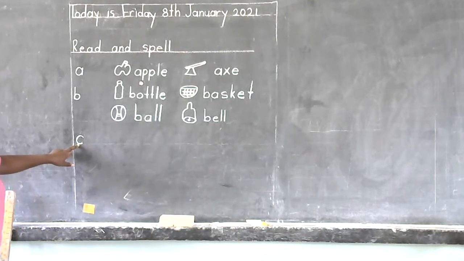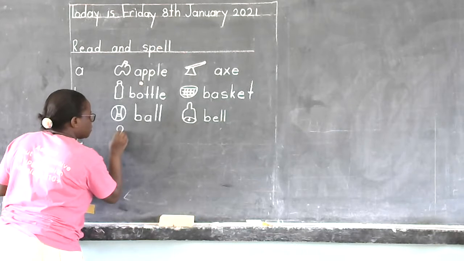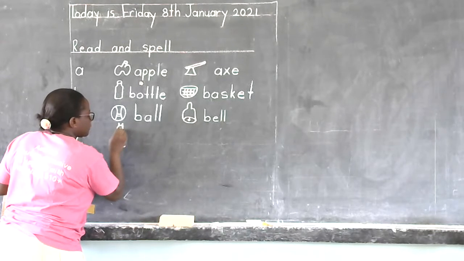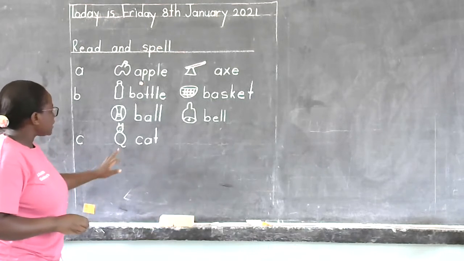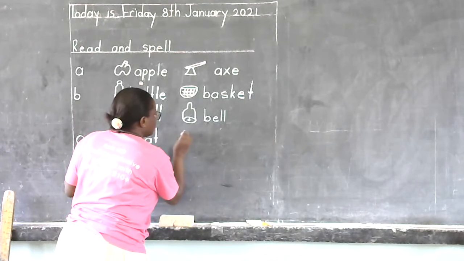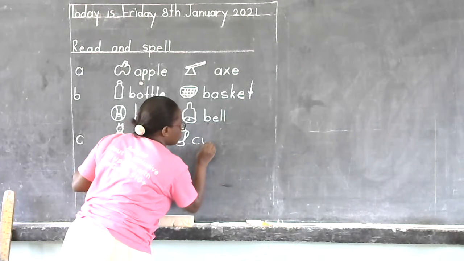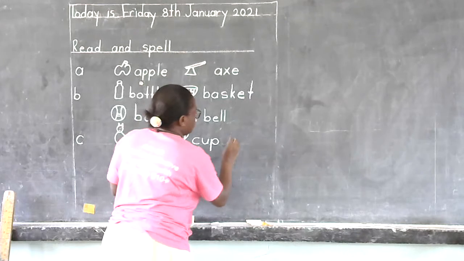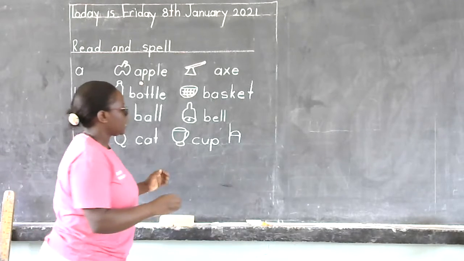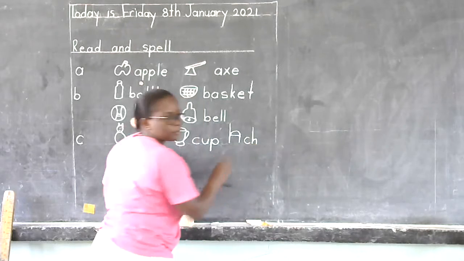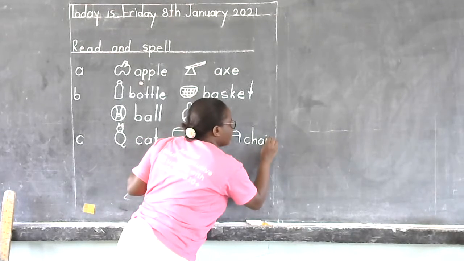Children, we go to our next letter. This is letter C. Letter C for? For cat. You know the word cat, not so? Spell for me the word cat. C-A-T. Good, children. And letter C for? For cup. Yes, you know the cup. Spell for me the word cup. C-U-P. And letter C for chair. Spell for me the word chair, children. We spell it together, okay. C-H-A-I-R. Good, children.